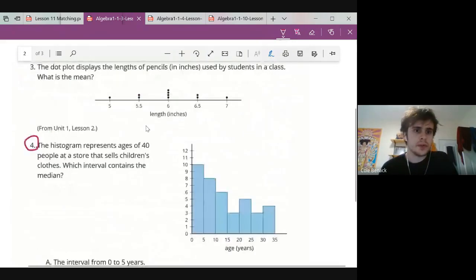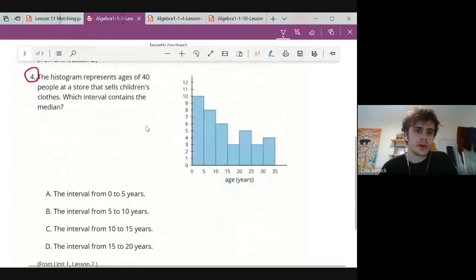All right, number 4 from the same homework. The histogram represents ages of 40 people at a store that sells children's clothes. Which interval contains the median? So it's important here that they're asking about the interval. If they ask for the exact median, we would not be able to answer that question.